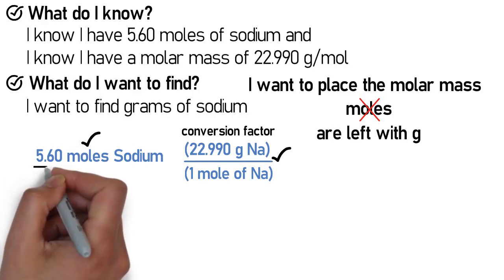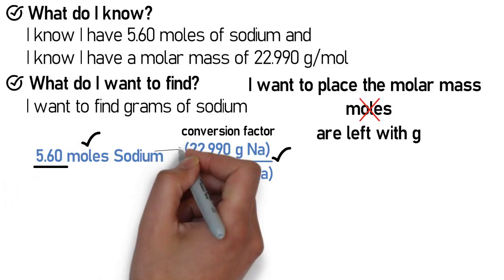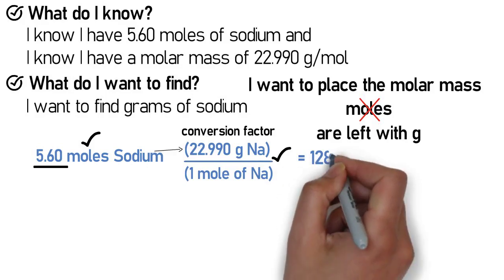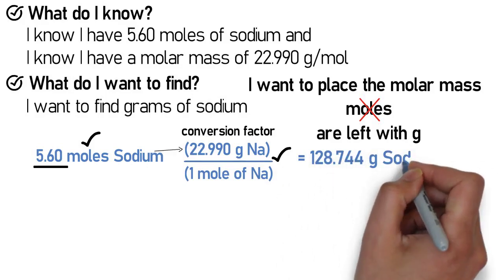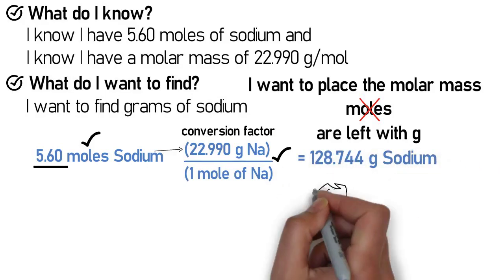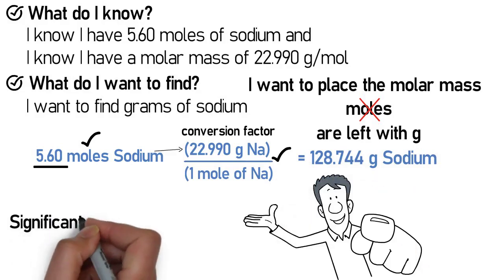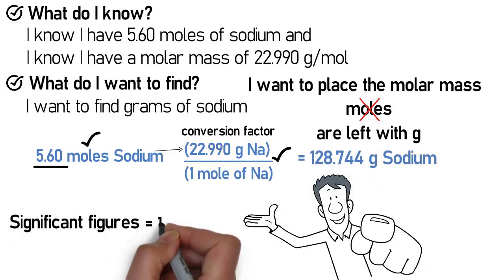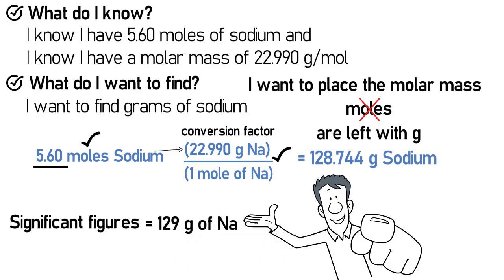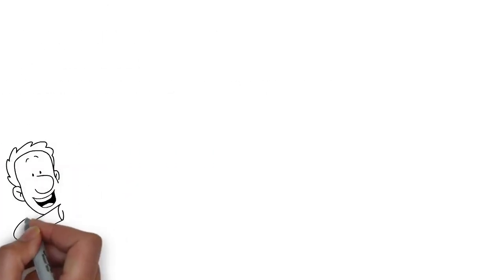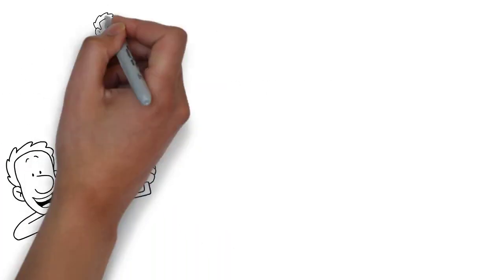And now, I just multiply the 5.60 by 22.990 to get 128.744 grams of sodium. Again, if you are asked to round this using significant figures, the answer will be 129 grams of sodium.